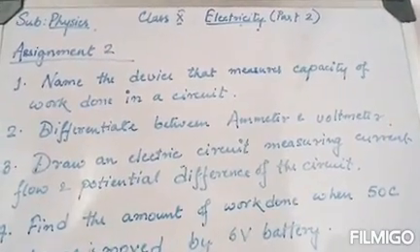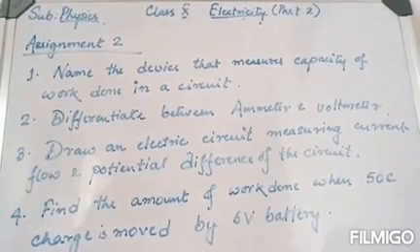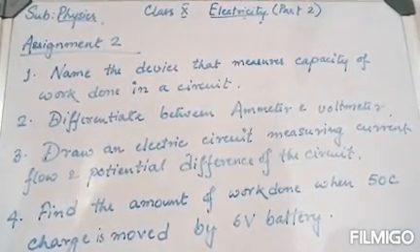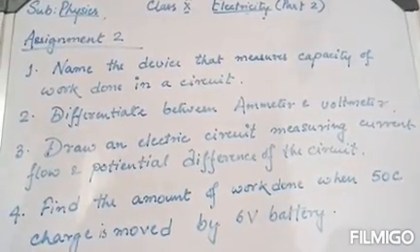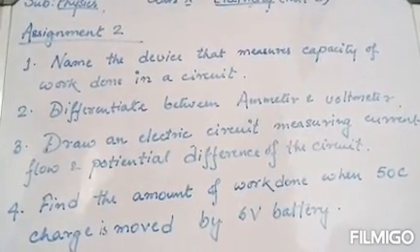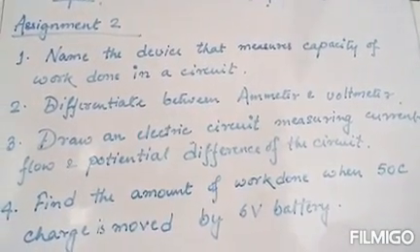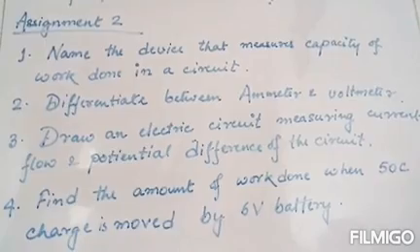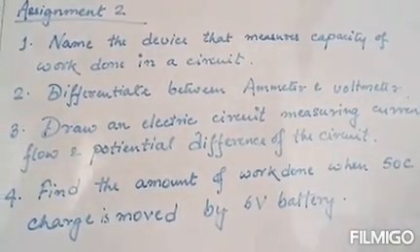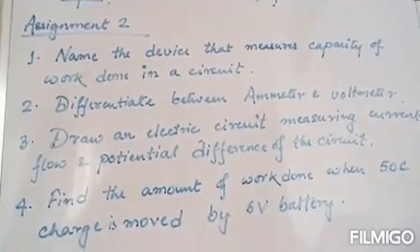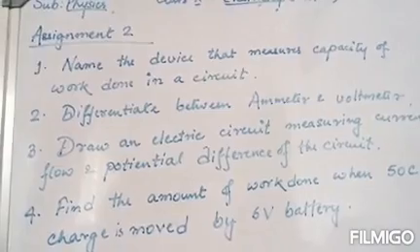We have come to the end of today's lecture session, and I have a few questions for you. First question: name the device that measures the work done in a circuit. Second: differentiate between ammeter and voltmeter. I have explained what an ammeter is and what a voltmeter is, and you need to just differentiate between them. Always do differentiation column-wise.